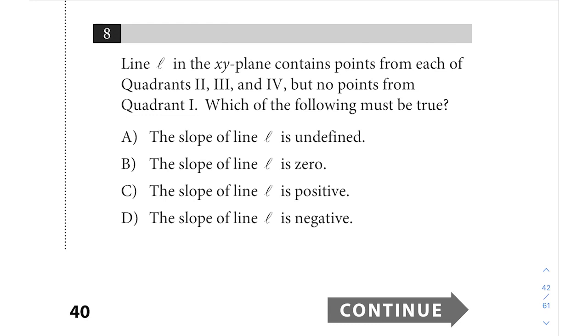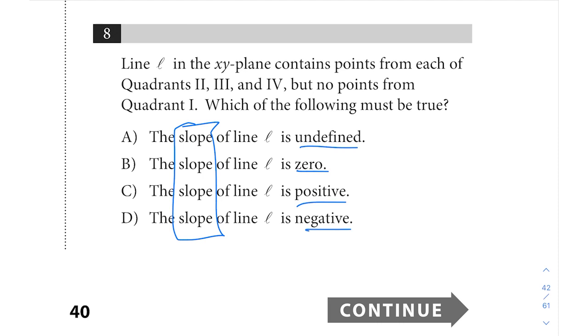Hi, it's Chris, and we are taking a look at questions 8 and 9 here in section 4 of SAT Practice Test 4. So for question 8, it says that line L in the XY plane contains points from each of the quadrants 2, 3, and 4, but no points from quadrant 1. Which of the following must be true?